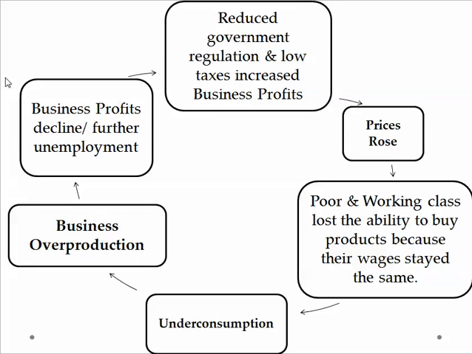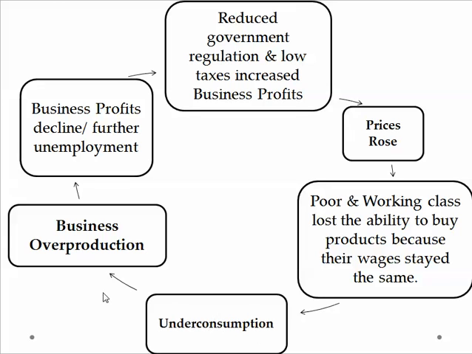This diagram is poorly drawn, but here's where you get the idea. Reduced government regulation over businesses and low taxes increase business profits. So the businesses are going to make a profit, but they keep their prices either steady or they raise their prices, but they do not raise the wages of the workers. So the poor and working class lost the ability to buy these products because they were too high and because their wages were still too low, and so it causes underconsumption.